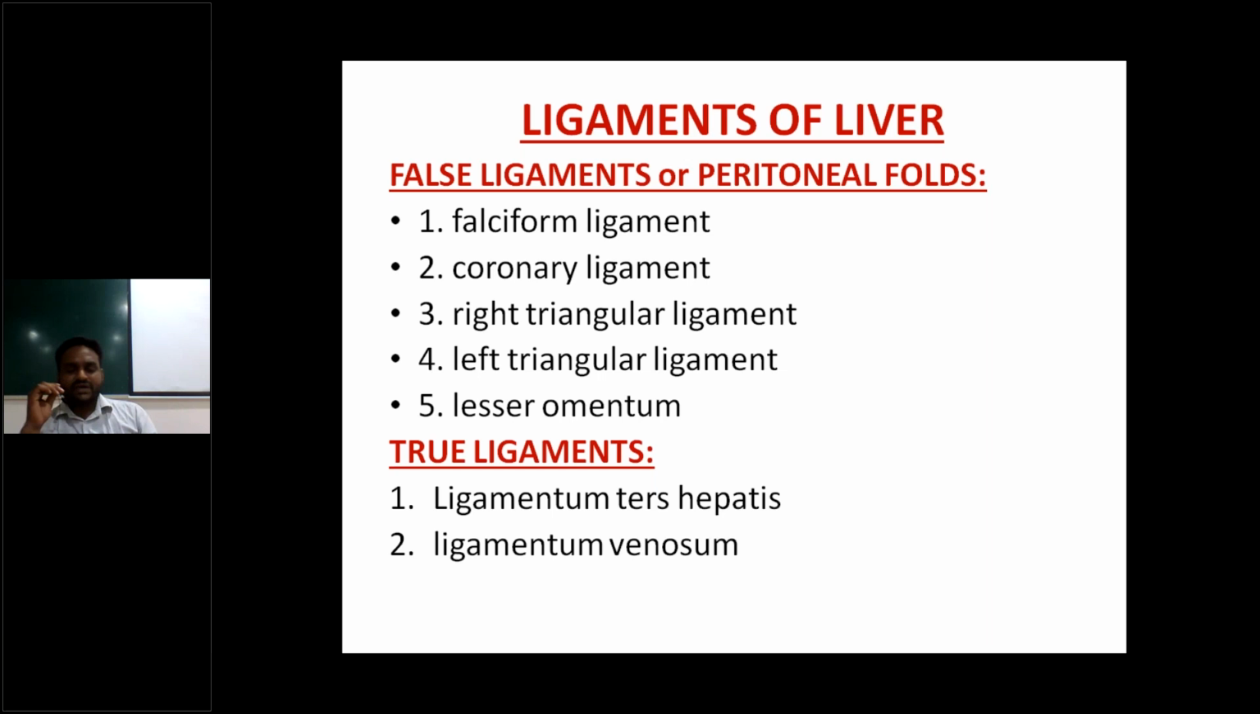Now we come to the true ligaments. True ligaments are the embryological remnants: ligamentum teres hepatis and ligamentum venosum. Ligamentum venosum is the embryological remnant of the ductus venosus. Ligamentum teres hepatis is the embryological remnant of the left umbilical vein. So these are the ligaments of the liver.